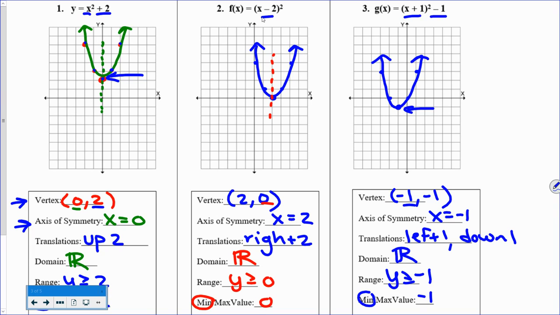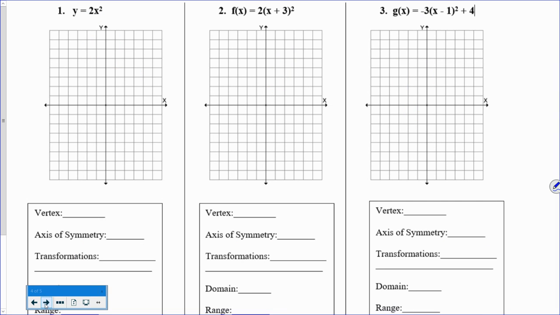Okay, so that's translations. That's when we just move things up, down, left, or right. The next part that we'll talk about will be if there is a number out in front of x squared or out in front of your parentheses. Which this one, did yours get changed to a 1/2 for number 2? We're going to change it to a 1/2 because I wanted it to be changed. So just make yours into a 1/2, but we'll look at number 1 first.